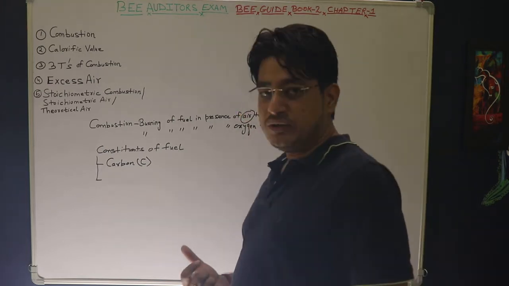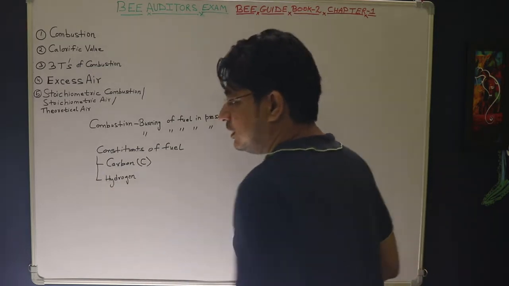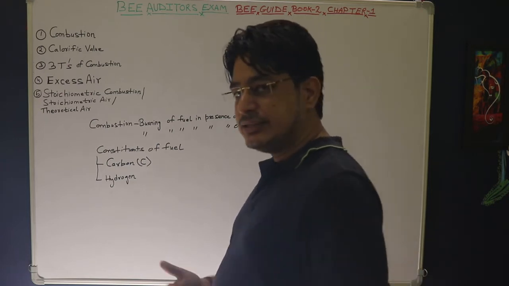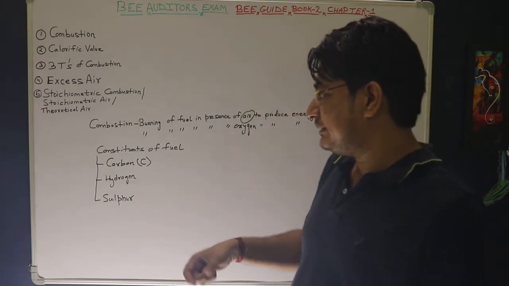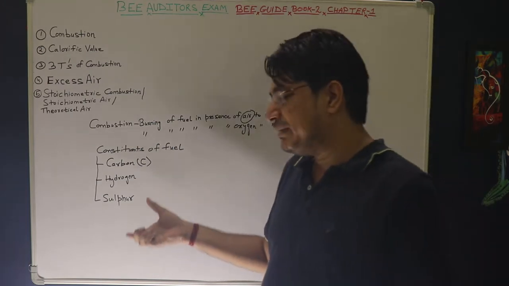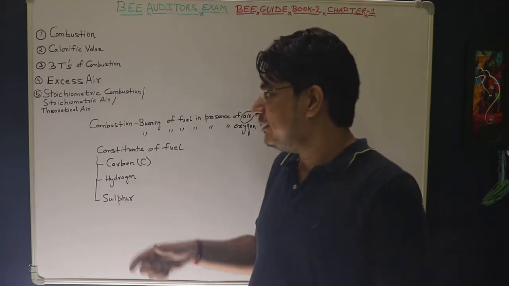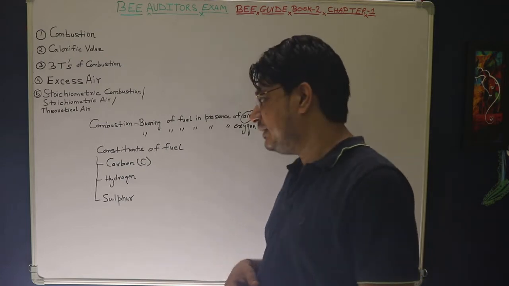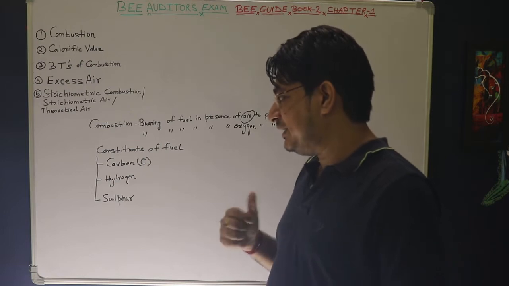Another constituent of the fuel that takes part in combustion is hydrogen. The next component of the fuel that takes part in combustion is sulfur. These are the main three components that take part in the combustion of the fuel. There are many others which I will take care of when I explain the example, whereby I will deal with how a combustion of a fuel actually takes place.